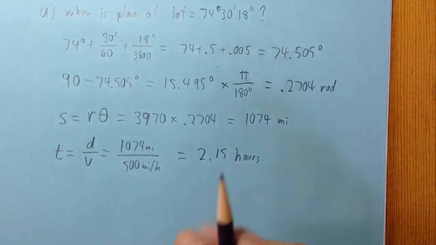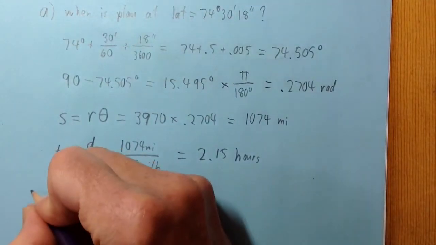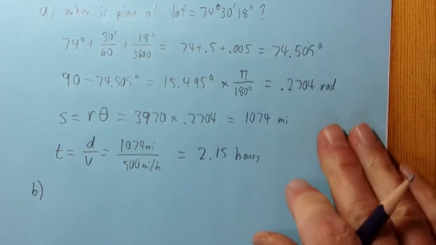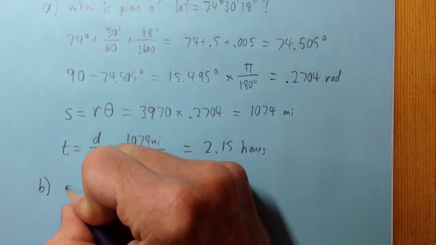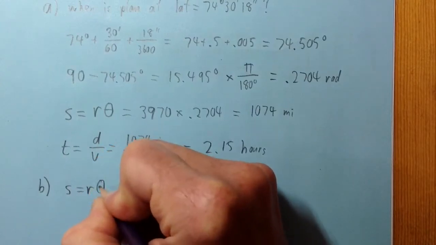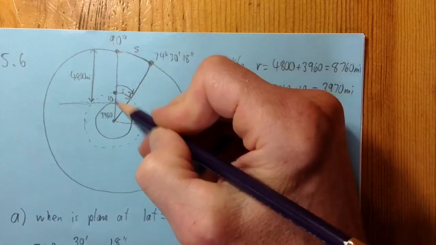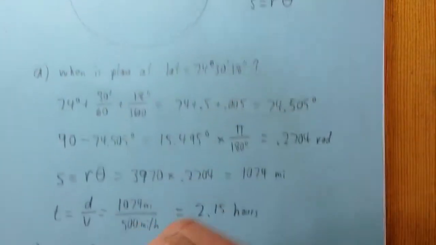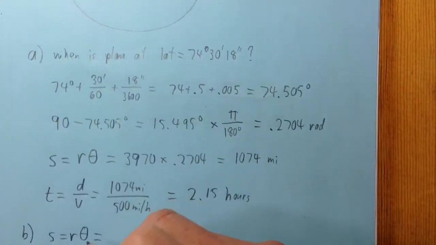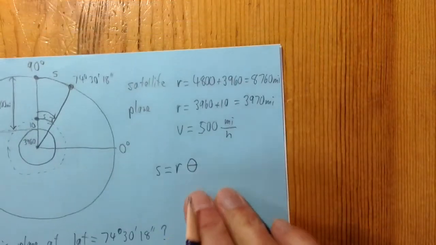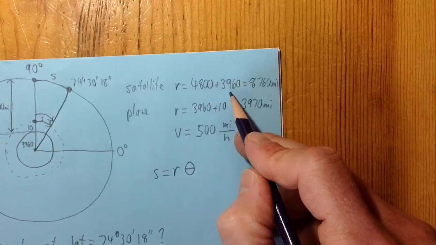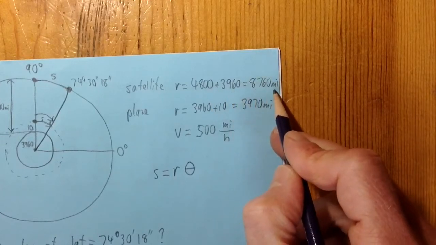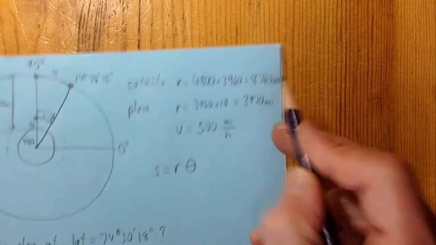Okay, B, how fast is a satellite moving? Well, we already did most of the work, so this is actually a lot easier. Let's see. What is the distance of the satellite? For the satellite, we use the same formula. Theta is the same because they stay above the same place. They go the same angle. So we know theta. That was the hard part. So now we just have the radius of the satellite. The satellite is 4,800 miles above the Earth plus the radius of the Earth. So it's 8,760 miles. So its radius is 8,760 miles.